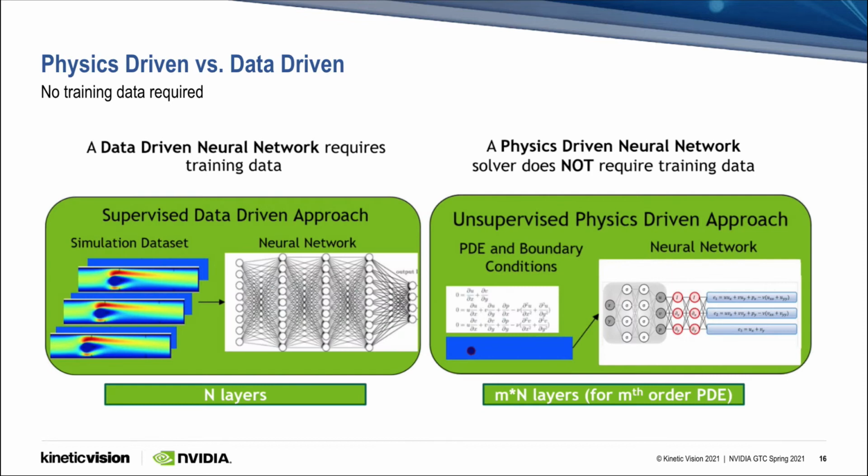So many neural networks are supervised, or they have data that they are used to train. In the case of a physics-informed or physics-driven neural network, this is an unsupervised process and all of the information of the physics is contained within the loss function. And that loss function is based upon the partial differential equation of interest. So SimNet is a physics-driven or physics-informed neural network.